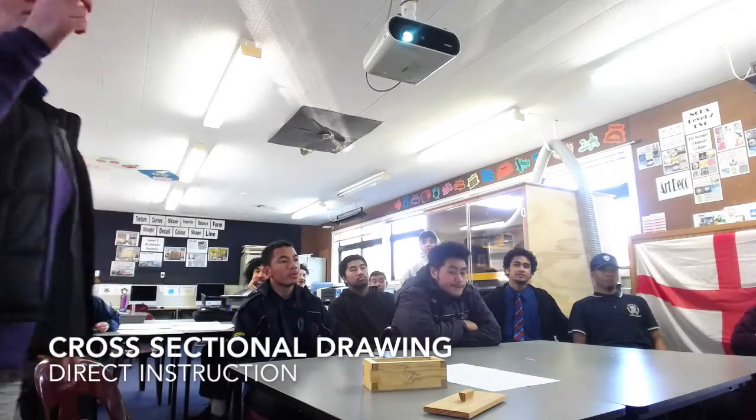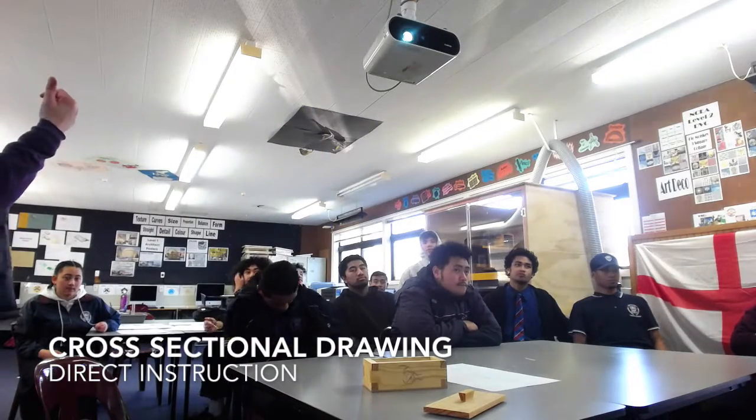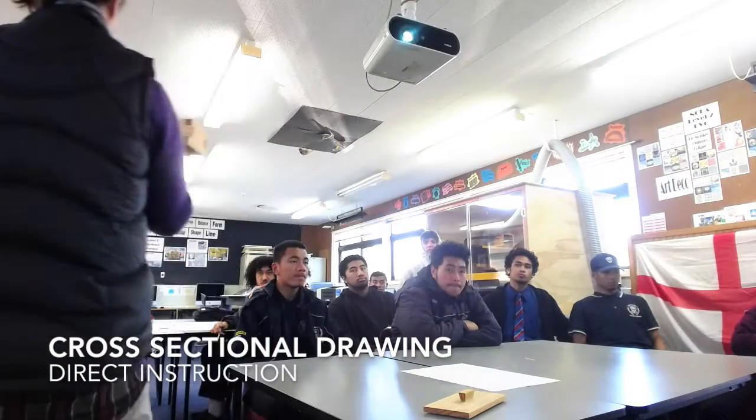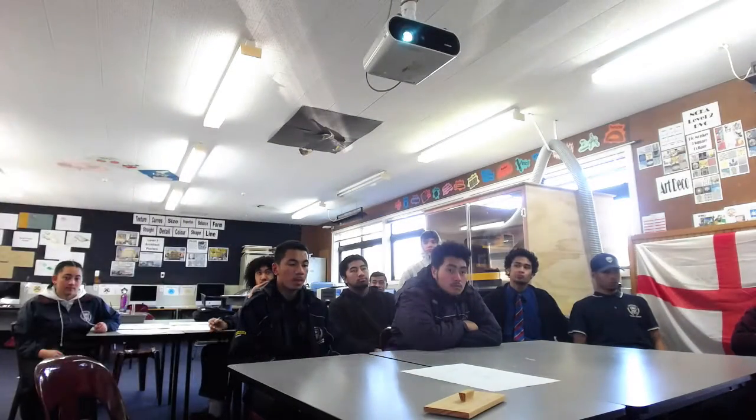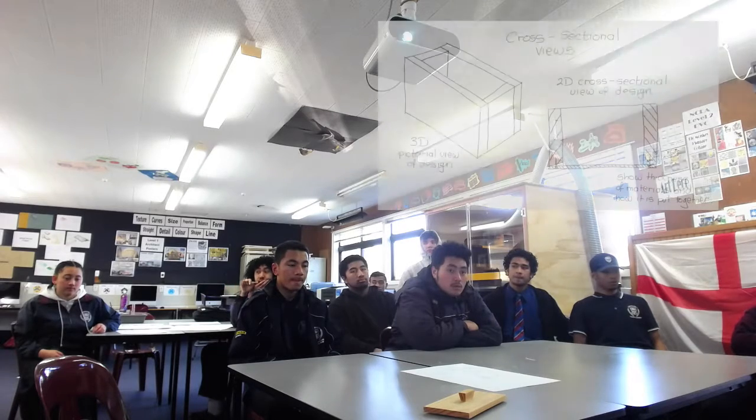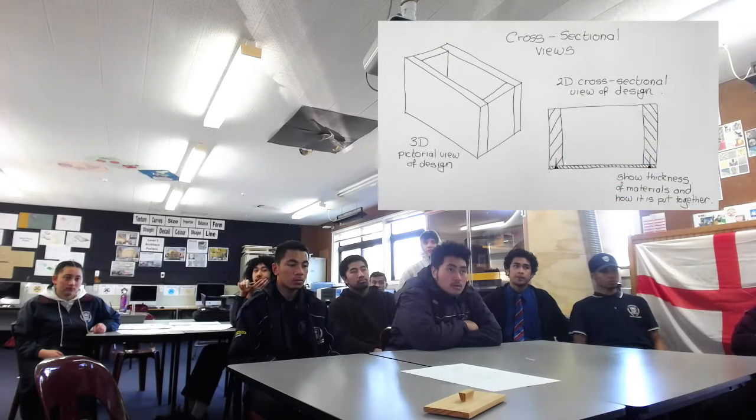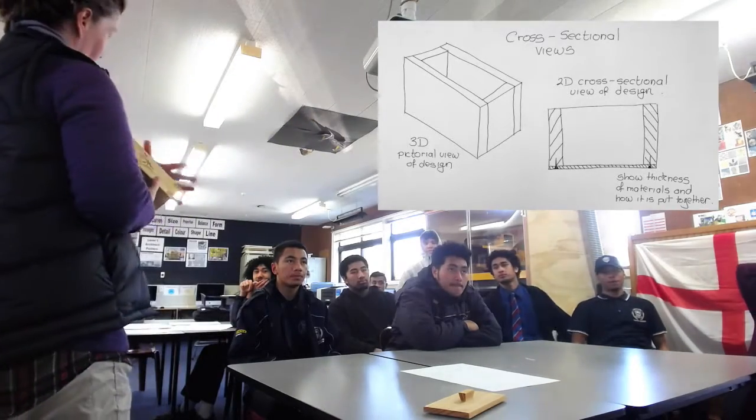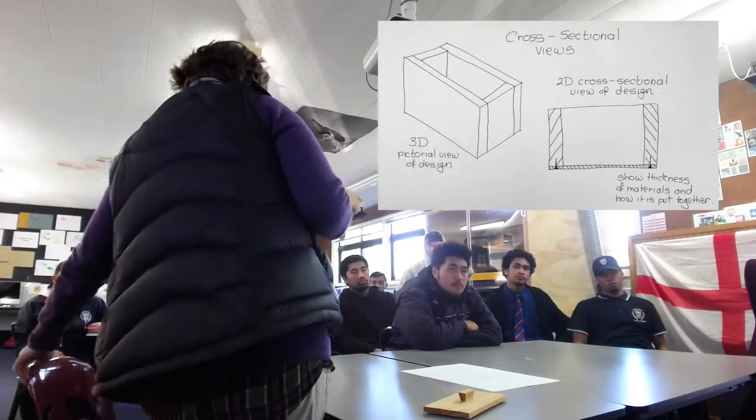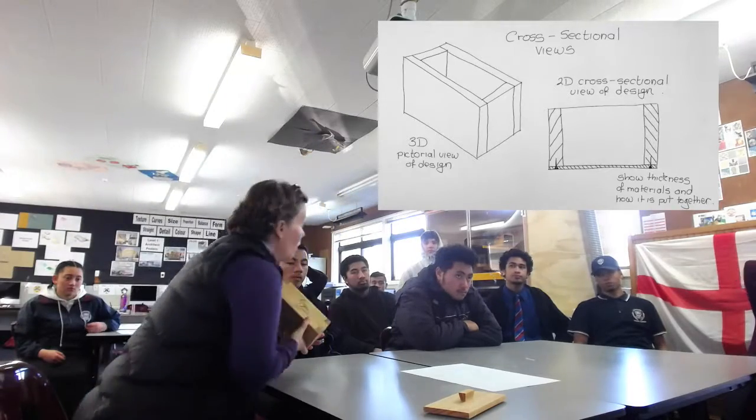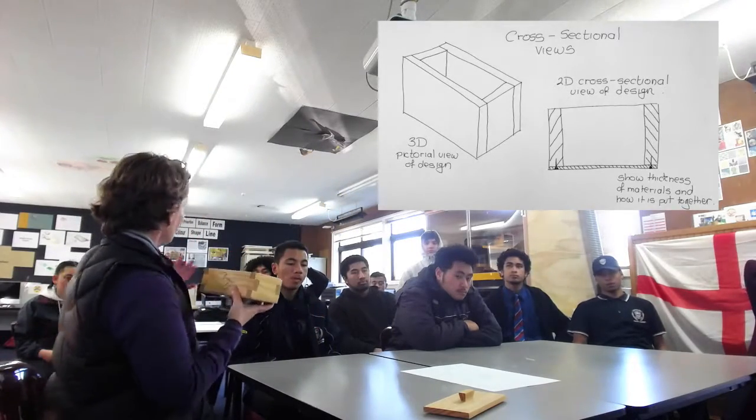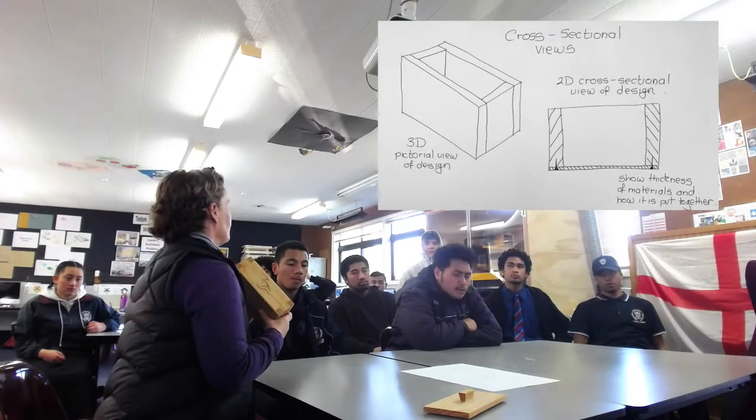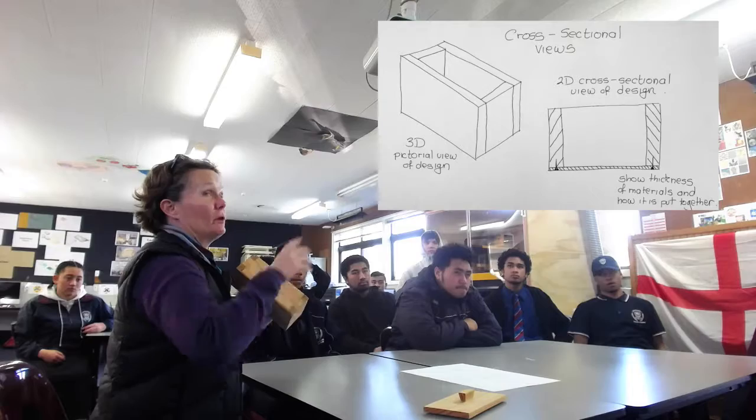So this affects all of you, this cross-sectional view. If we look at this box, what you need to do is a 3D view. You'll notice on here I have labelled that pictorial view. When you see a 3D view of a product, it's called a pictorial view, whether you draw it in isometric or in oblique. If it's 3D and looking pretty, it's pictorial, because it's a picture. So you draw a 3D pictorial view of it.